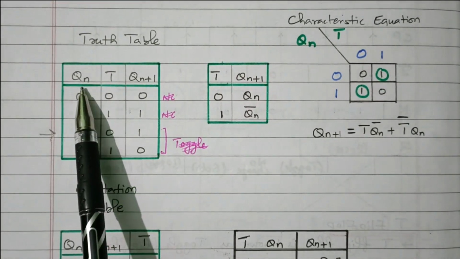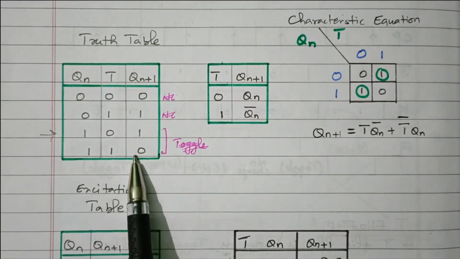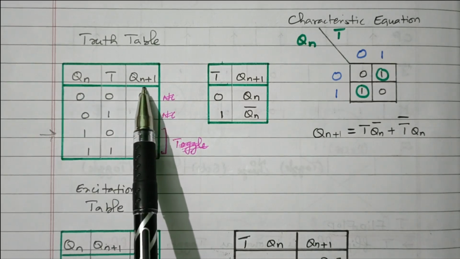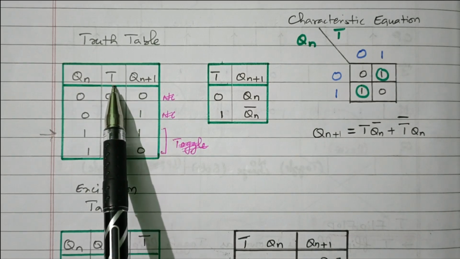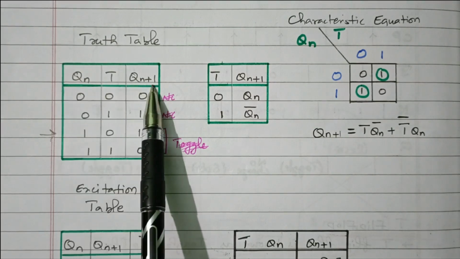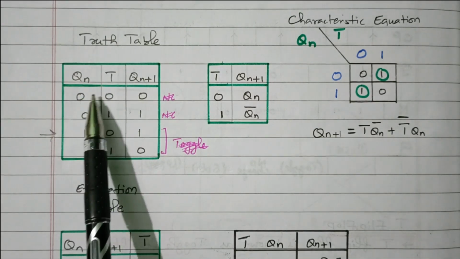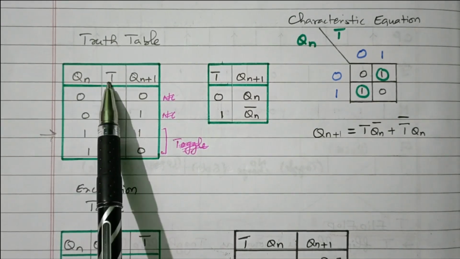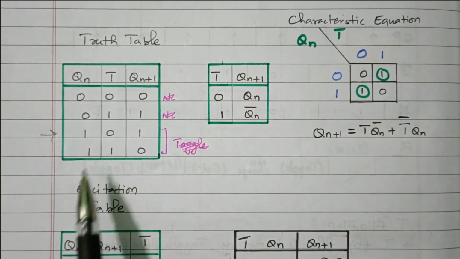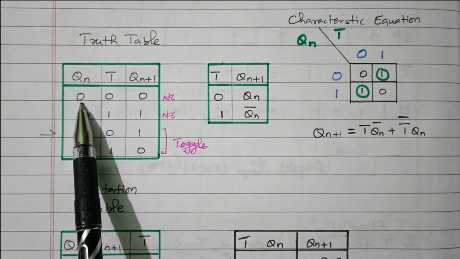So the truth table, this is the T input. This is the present state. This one is the next state. Qn, T, Qn plus 1. We already know that the next state of output depends upon the input as well as the earlier available output Qn. Right? Qn plus 1 depends upon Qn and input. So Qn and T, two variables, 4 combinations available, 0 0, 0 1, 1 0, 1 1. So T equal to 0 means there is no change.